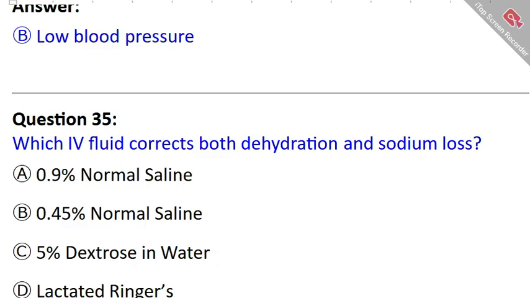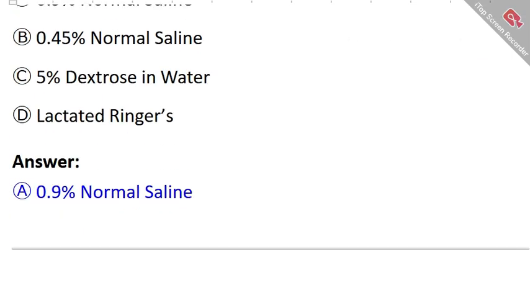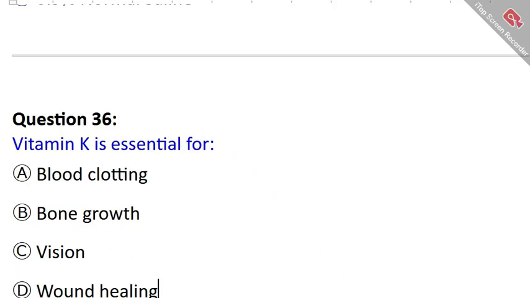Which IV fluid corrects both dehydration and sodium loss? Read the four options, select your best choice, and then compare it with the correct answer which I will provide to you. In this scenario, the correct answer is option A. Normal saline is the IV fluid which corrects both dehydration and sodium loss. Let's move to question number 36.